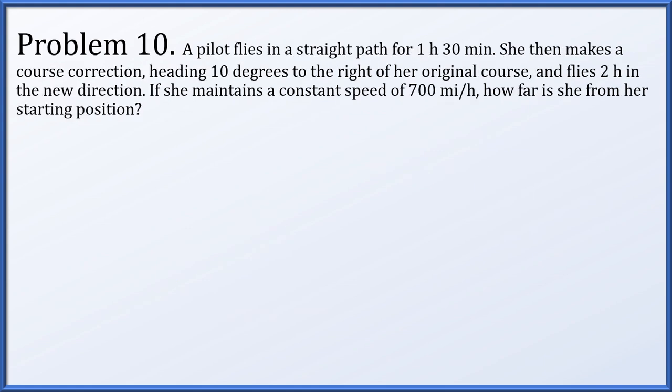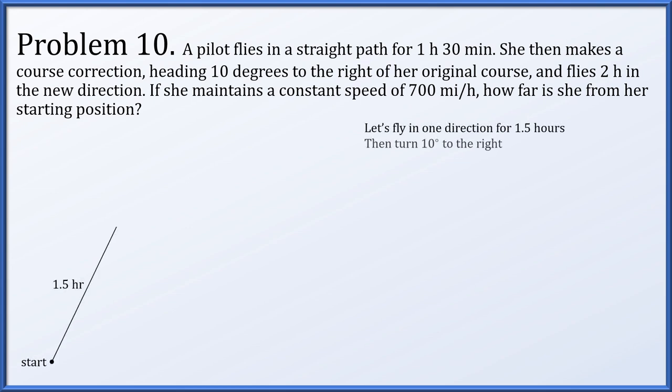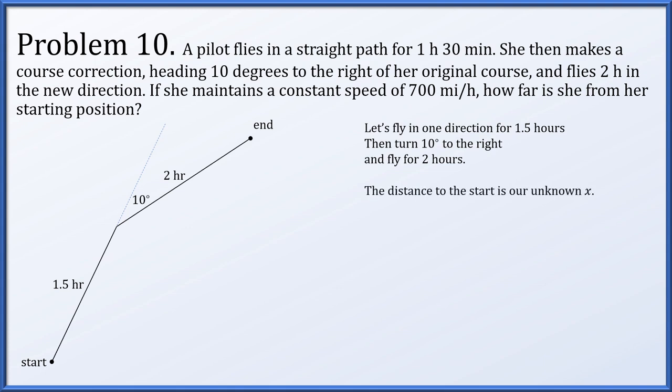Finally, in problem 10, a pilot flies in a straight path for 1 hour and 30 minutes. She then makes a course correction heading 10 degrees to the right of the original course and flies 2 hours in the new direction. If she maintains a constant speed of 700 miles per hour, how far is she from her starting position? So let's fly in a given direction for 1.5 hours. Then we turn 10 degrees to the right from the direction we were headed. Now we fly for 2 hours in this direction and we've reached our ending location. The distance from the start to the finish is our unknown value, x.